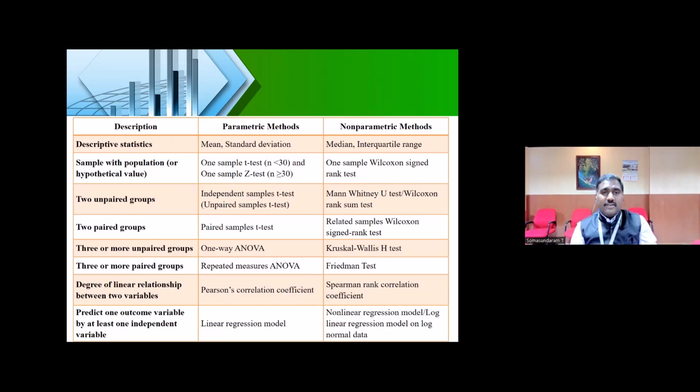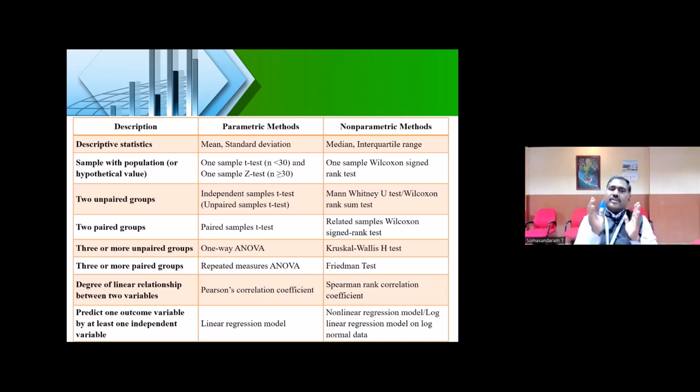If it is three or more groups, you can use one-way ANOVA if it is normally distributed. If not, you can use the Kruskal-Wallis H test. For three or more paired groups, you can use repeated measures ANOVA, or the Friedman test and other non-parametric methods.